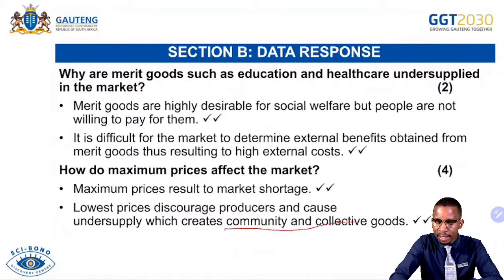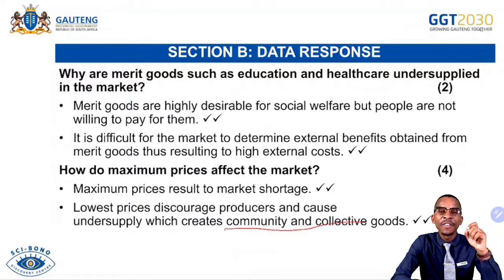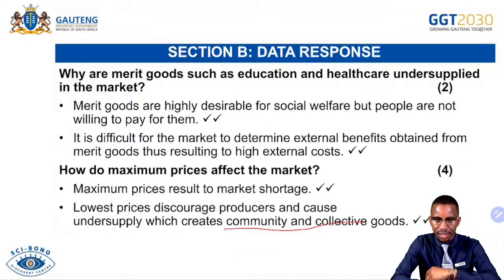So, in case the market is undersupplying the product because the government has set the maximum price or price ceiling, that will lead to the government intervening to produce those goods and services for the society. They can be community goods which are free of charge, or they can be collective goods that are supplied through user charges.